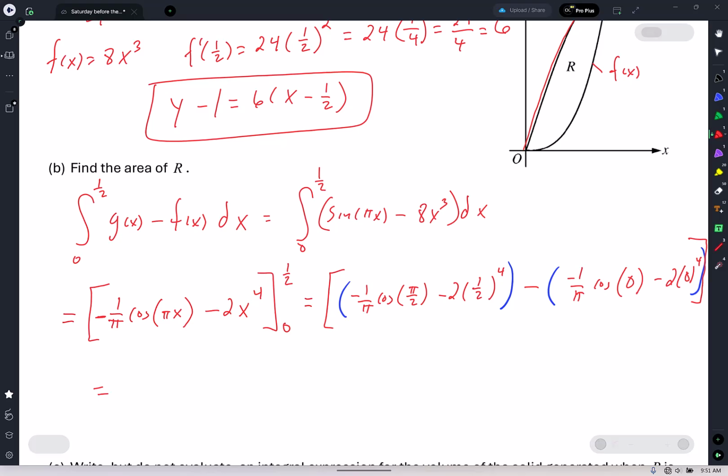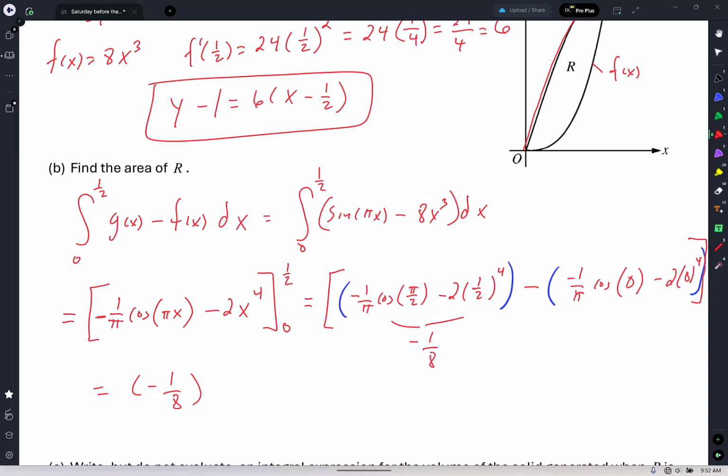Equals. All right. Let's see. Cosine of pi over 2 is 0, so that goes away. 1 half to the 4th power. So let's see. 2 times 2 is 4. 4 times 2 is 8. 8 times 2 is 16. And then times negative 2. So I see a negative 1/8. Negative 1/8 on that first one. I see a negative 1/8 here on that one.